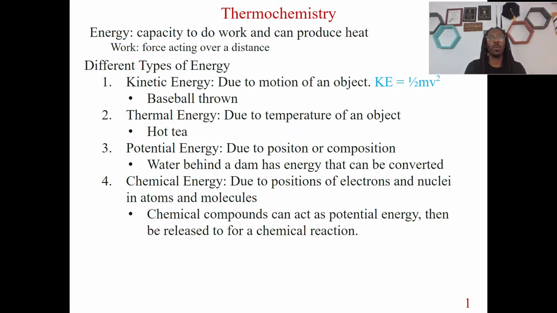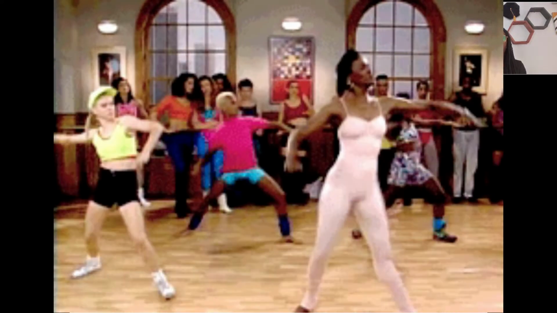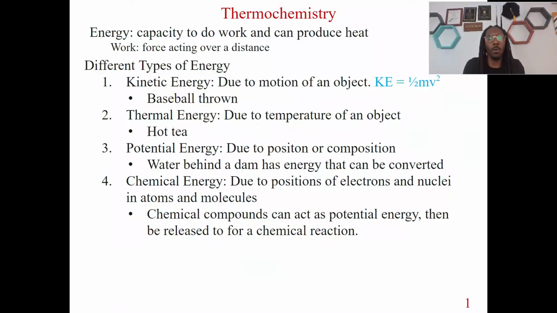Okay. And we define work in this instance, not work as in dancing or anything like that. Work is going to be a force acting over a distance. All right. So you're applying a force over a certain area. And this is essentially how we're going to define that energy: doing work and producing heat.